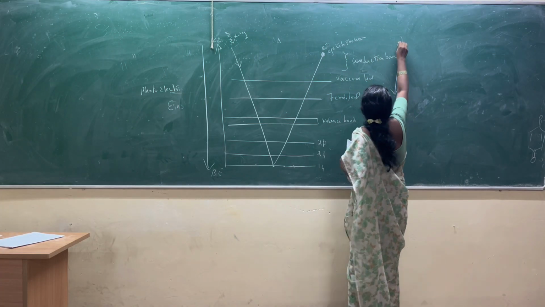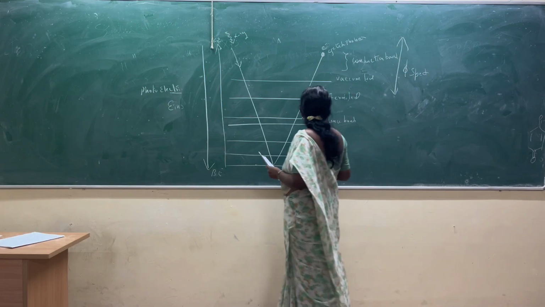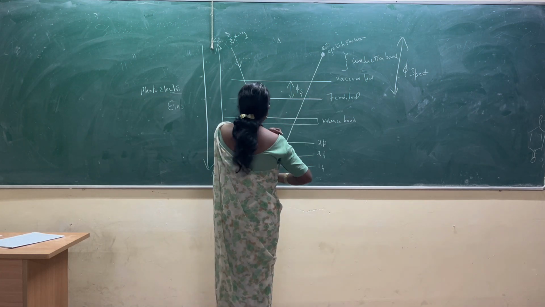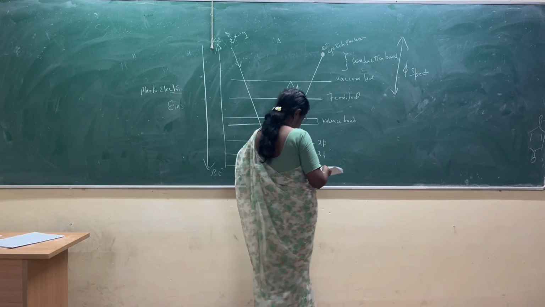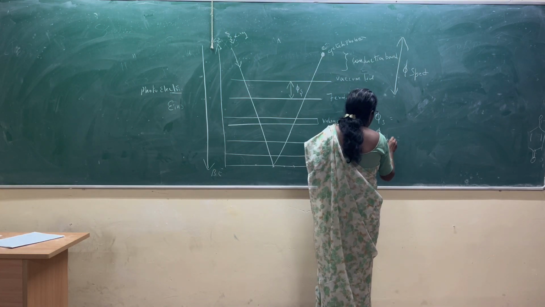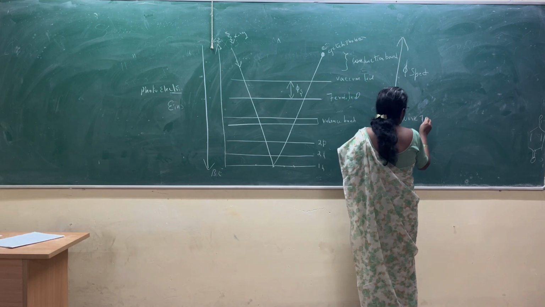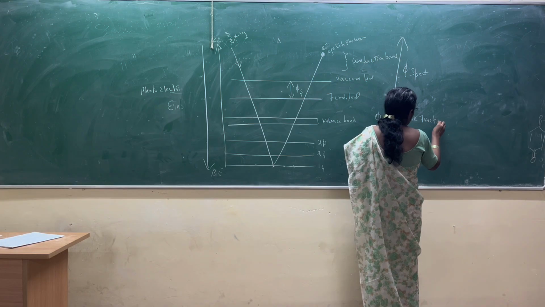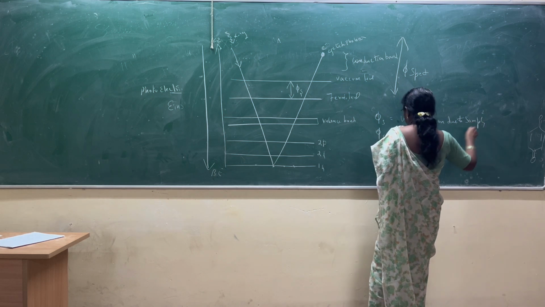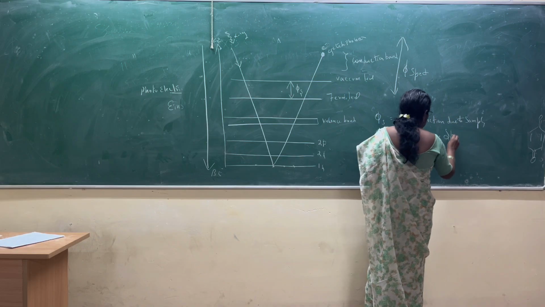Up to this is called the spectrometer work function, and this is called the sample work function. So there are two work functions, the sample work function and the spectrometer work function. What is the sample work function? What is its function due to the sample? And the spectrometer work function, what is its function due to the spectrometer?